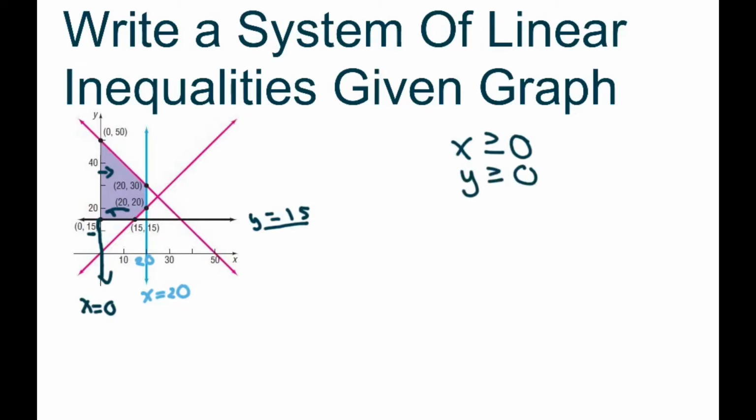You can also plug in numbers here and see if they work. But if you're shading up or to the right, that means greater than. And if you're shading left or down, it usually means less than. So also this blue line, we're shading to the left. This is x equals 20, so that's going to be x is less than or equal to 20.